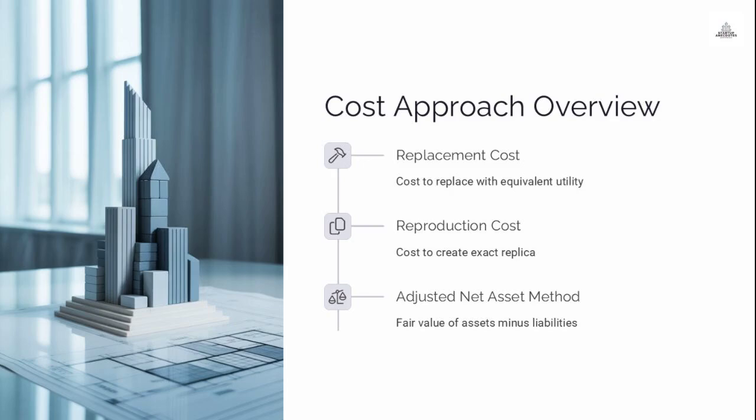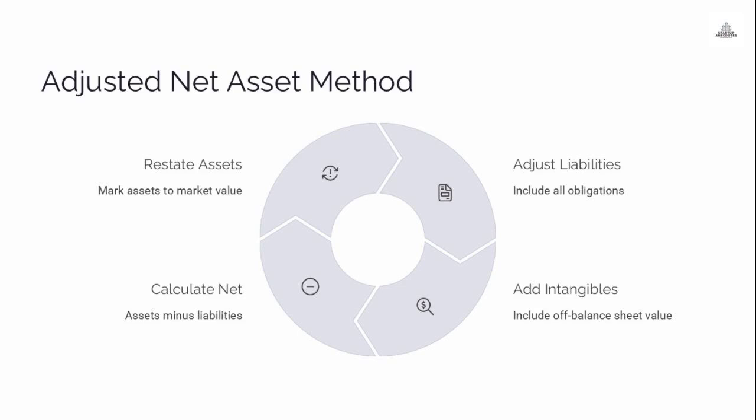The cost approach considers replacement cost, reproduction cost, and the adjusted net asset method. Replacement cost is the cost to replace with equivalent utility, reproduction cost is the cost to create an exact replica, and the adjusted net asset method calculates the fair value of assets minus liabilities. The adjusted net asset method involves restating assets to market value, adjusting liabilities to include all obligations, adding intangibles to include off-balance sheet value, and calculating net assets minus liabilities, providing a comprehensive view of a company's net worth.